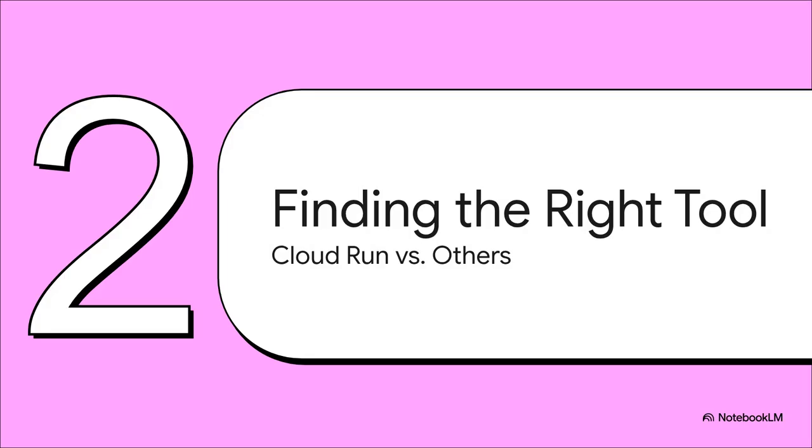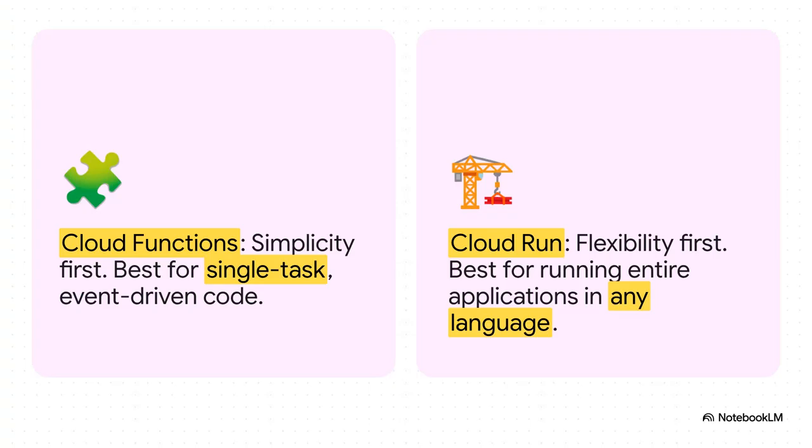Okay, so you get it, it's powerful. But now you're probably wondering, how does this stack up against other tools I know? When should I use this versus something else? Let's break down those key differences. First up, Cloud Run versus Cloud Functions. Think of it this way. Cloud Functions is perfect for small, simple, single-task bits of code, like when a file gets uploaded here, run this little script. Cloud Run, on the other hand, is for running your whole application or service.